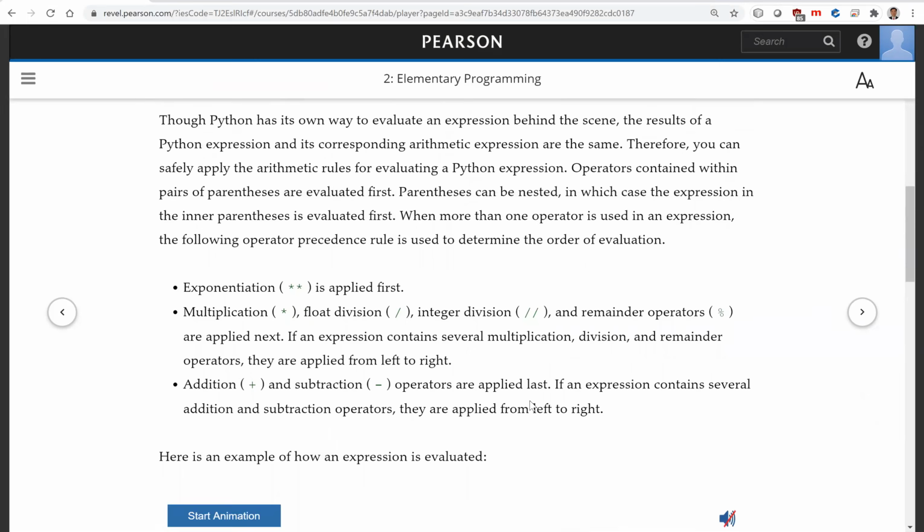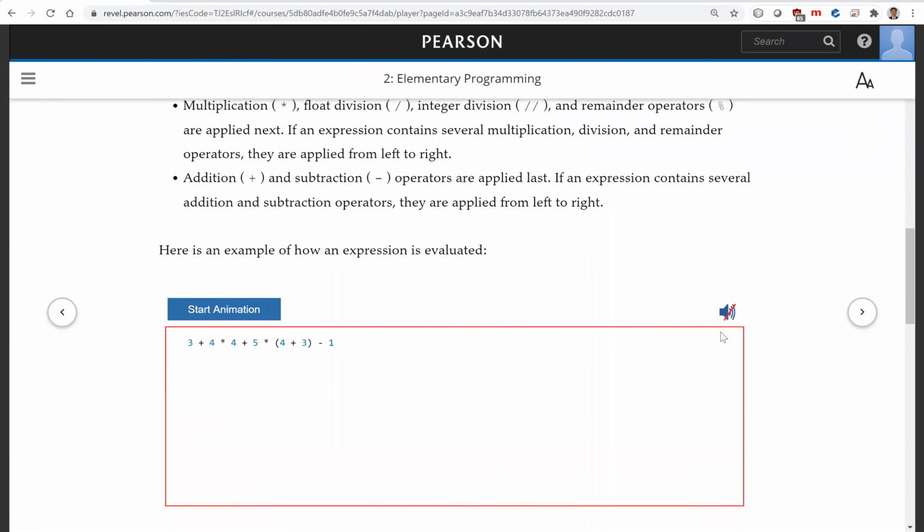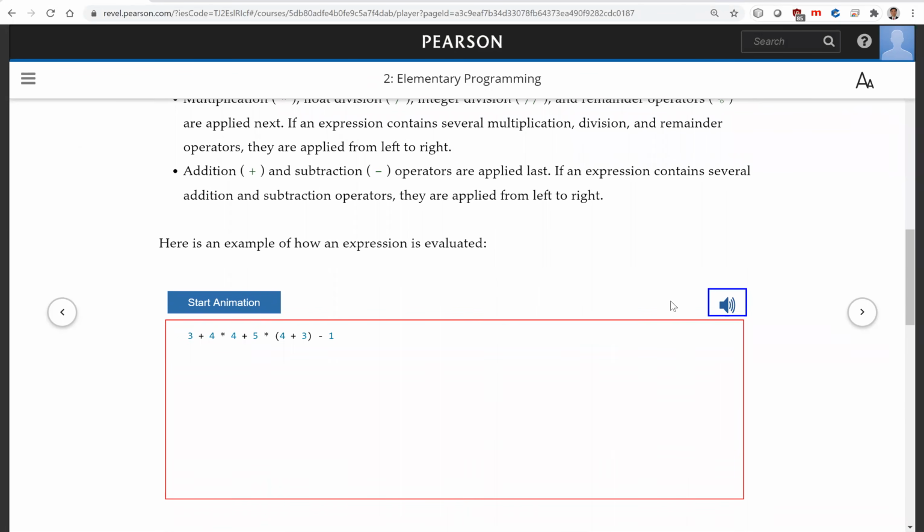So let's look at this here. We are looking at this expression and see how this is evaluated first. Inside the parentheses, 4 plus 3 is executed first, which evaluates to 7. So now we're going to evaluate the multiplication. 4 times 4 is now executed, which evaluates to 16. Next multiplication. 5 times 7 is now executed, which evaluates to 35.